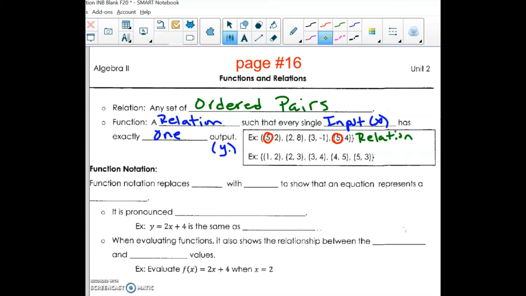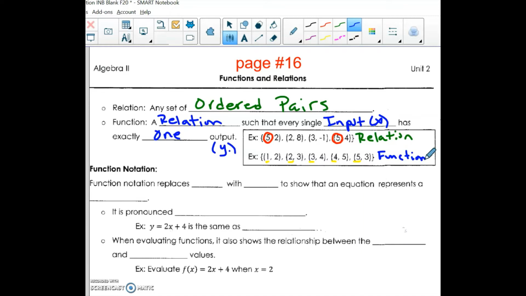But on the second example, you'll notice that 1, 2, 3, 4, and 5 are all unique. And therefore, each input only has a single output, which makes this a function. So we don't want the x values to repeat. The y values, we're not worried about the y values at all. We're only concerned with the x values. Each input, the x, has to have a specific output. So that's an example of a relation and an example of a function.